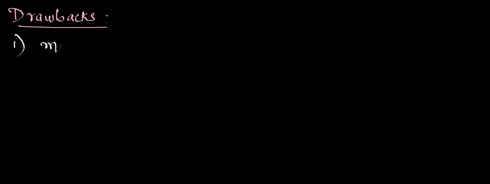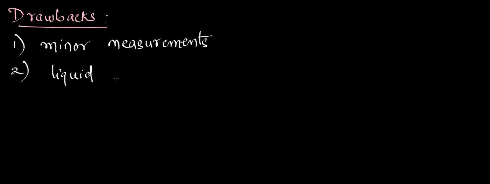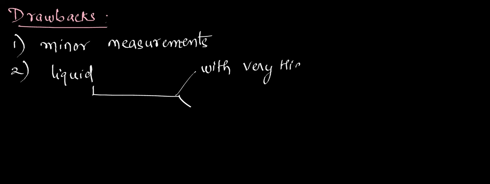Now there are certain defects with this hydrometer. That means drawbacks. When there are very small changes in density, it won't be able to measure them. That means it is not used for minor measurements. Very small densities, it won't be capable of measuring. Okay, now when you take a liquid, two cases with very high density.